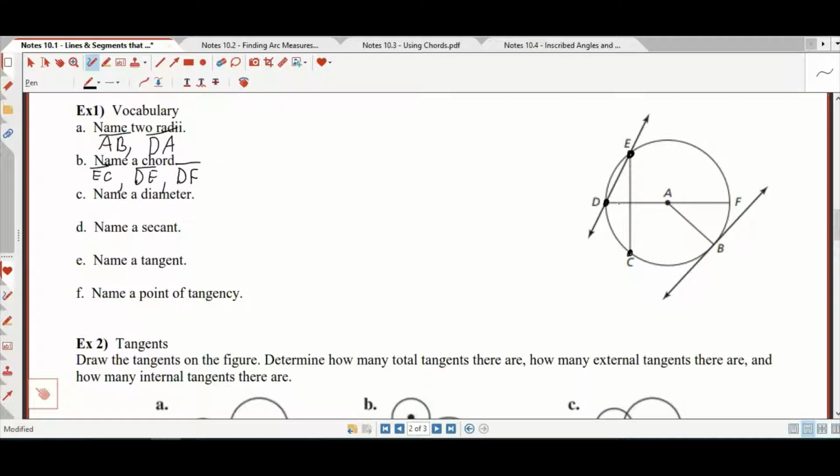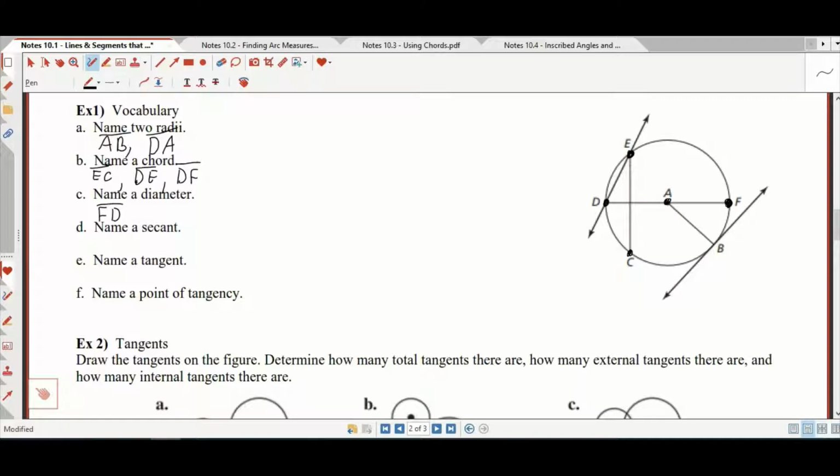Because remember, a diameter is also a chord. Name a diameter, FD, or DF, either way. FD, that's a chord that goes through the center, A. You probably should have told us that the center is A. We're going to assume it.